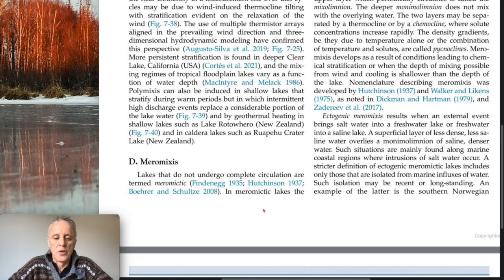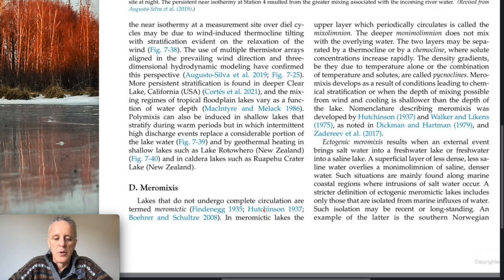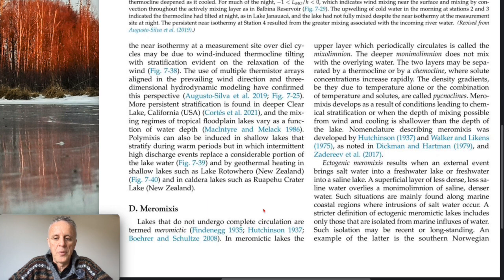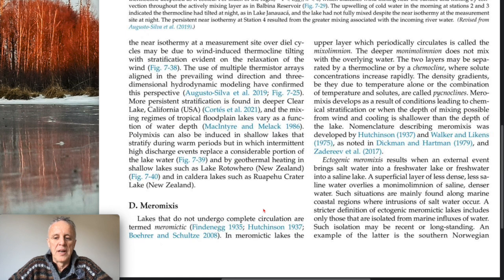Lakes that do not undergo complete circulation are termed meromictic. In meromictic lakes, the upper layer, which periodically circulates, is called the mixolimnion. The deeper monimolimnion does not mix with the overlying water. The two layers may be separated by a thermocline or by a chemocline, where solute concentrations increase rapidly.